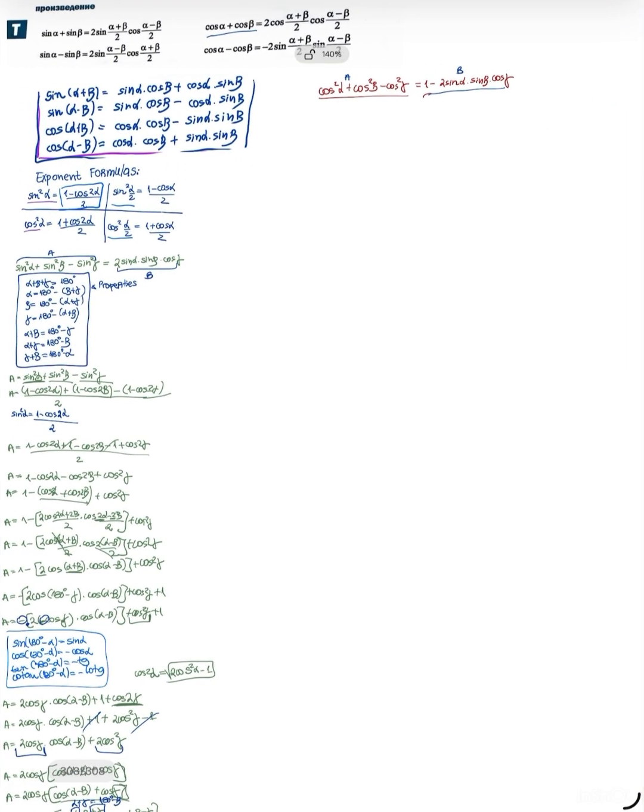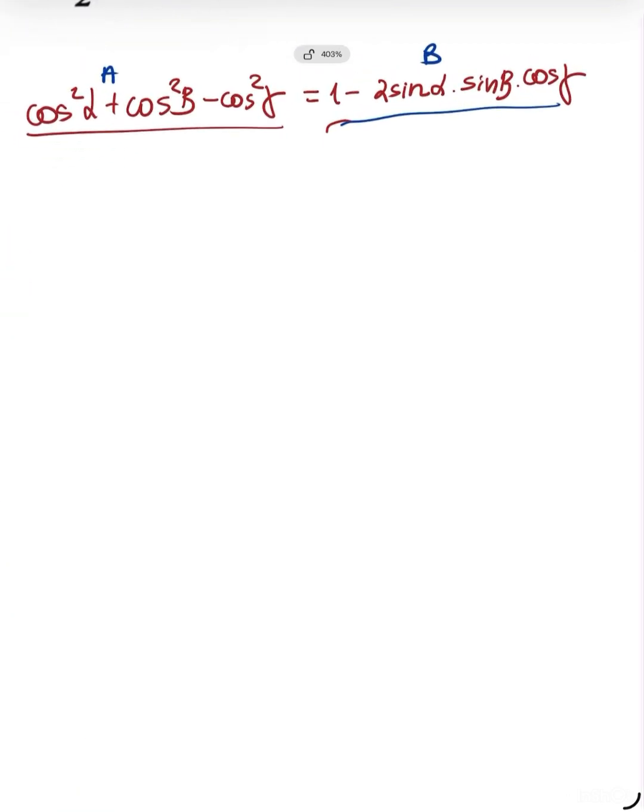Moving on to the next identity, and this is cosine squared alpha plus cosine squared beta minus cosine squared gamma is equal to 1 minus 2 times sinus alpha times sinus beta times cosine gamma. You know, here identity A is the same, but our functions are cosine and they are not sine. Again, remember we are using the formulas for exponents, and also we are working in a triangle, so the angles add up to 180 degrees. Also, we can represent the angles.